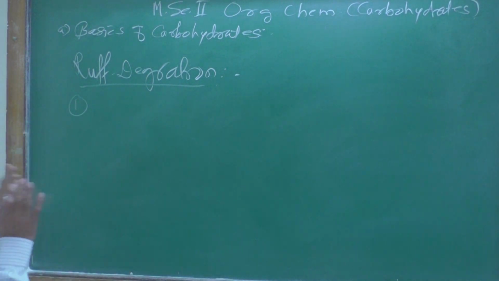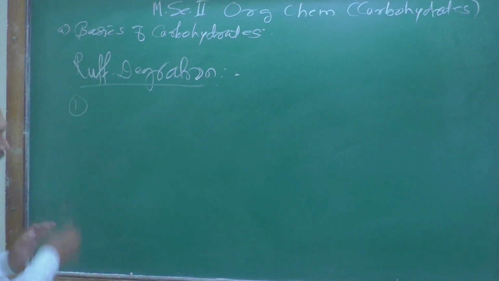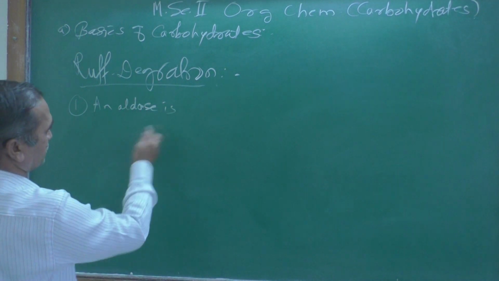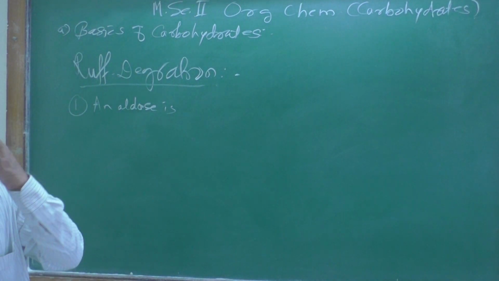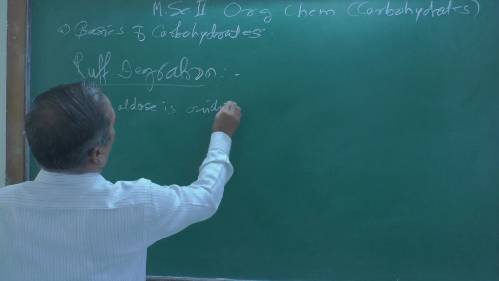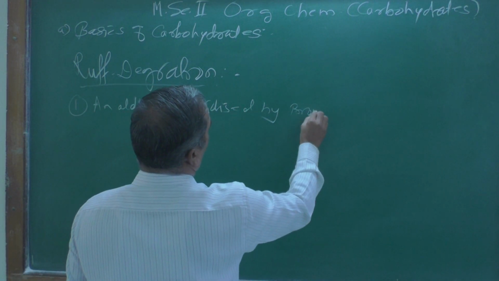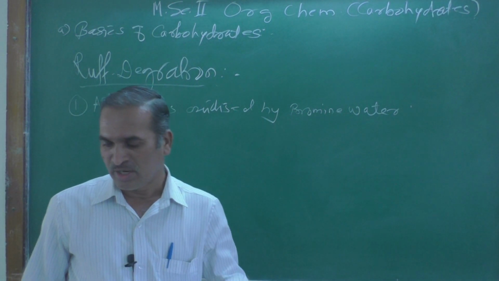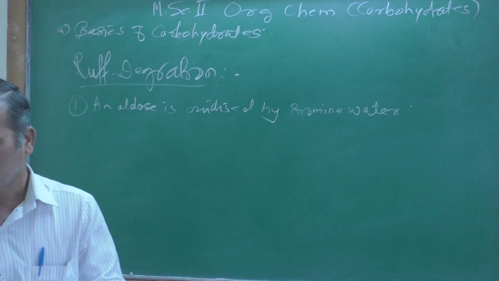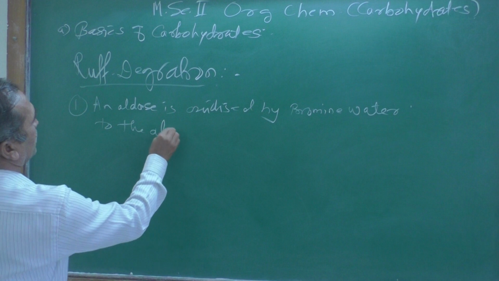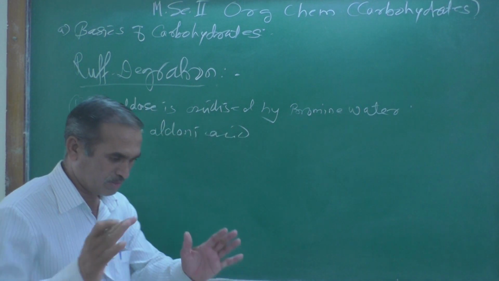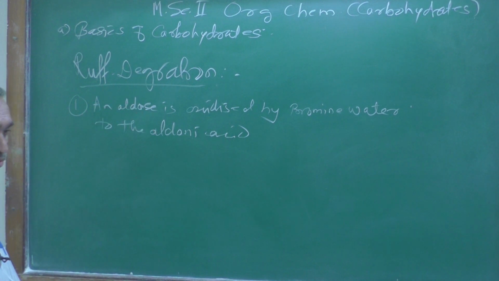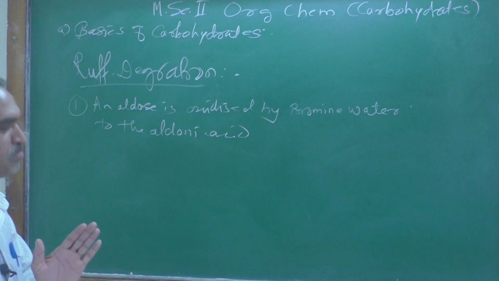What we are doing here in a Ruff degradation, first, an aldose is oxidized by bromine water, and as we know bromine water is a mild oxidizing reagent, and it will convert the aldose to the aldonic acid. Very simple procedure, very simple steps over here.